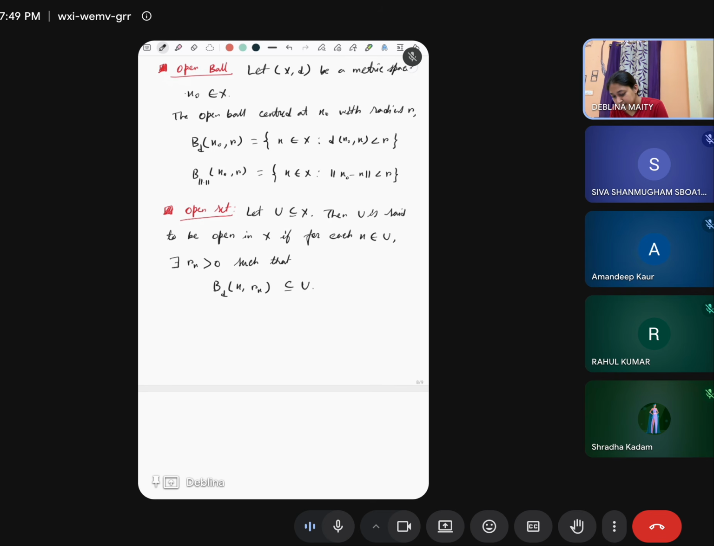So this means U is open if and only if each point of U is the center of some open ball contained in U. If x is any point in U, then there has to be an open ball around this x with radius r_x, B(x, r_x), which is completely contained in U. If this happens for each point, then it will be an open set.